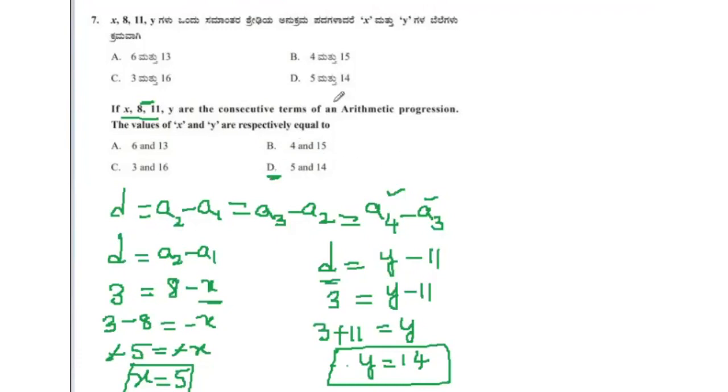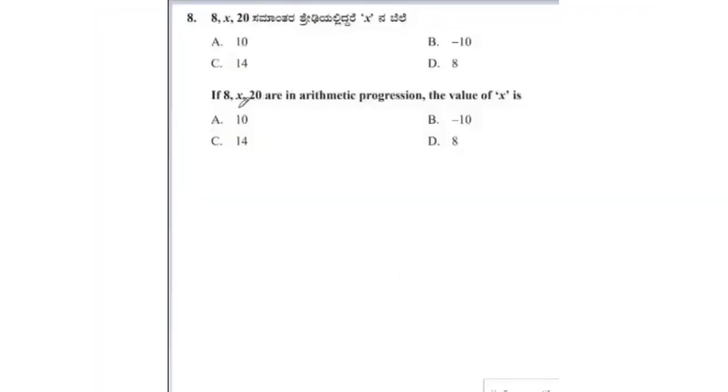Eighth question. If 8, x, 20 are in arithmetic progression, then find the value of x. We are going to use the similar formula which we used for the common difference in the previous problem. Common difference d is equal to a2 minus a1, which is also equal to a3 minus a2. In this problem, a1 is 8, a2 is x and a3 is 20.